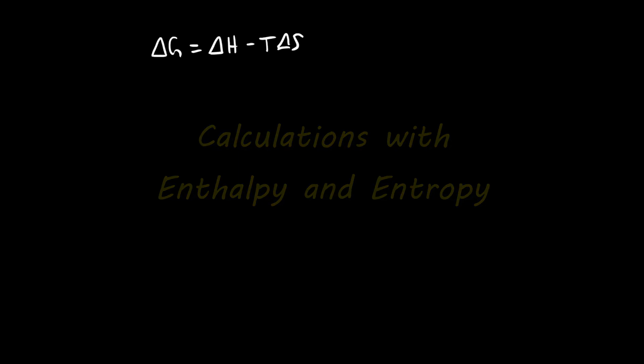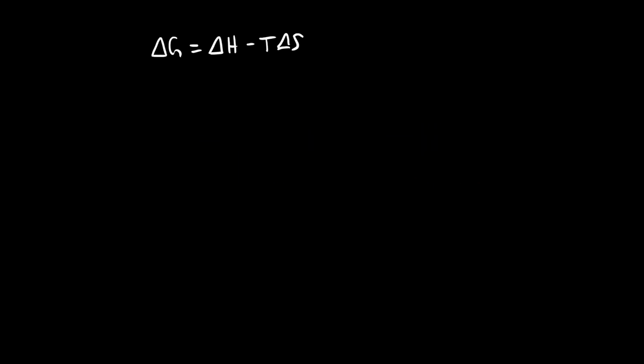Okay, so we have now explored this equation, delta G equals delta H minus T delta S, in pretty decent detail, right? We understand the relationship between the sign of delta H and delta S, and we can use that to predict whether a reaction is spontaneous, right? So in this video, we're going to go ahead and try to put some numbers to this.